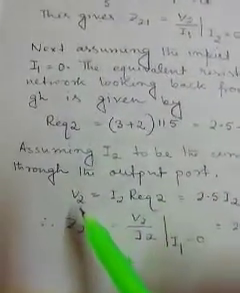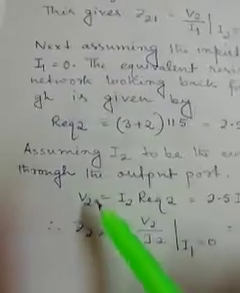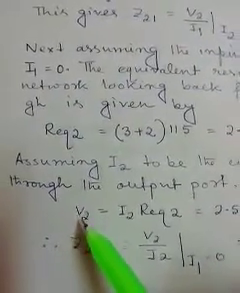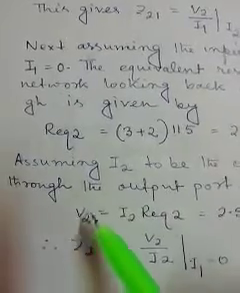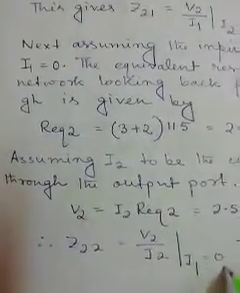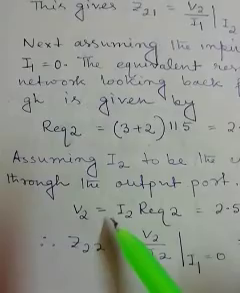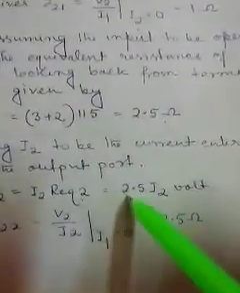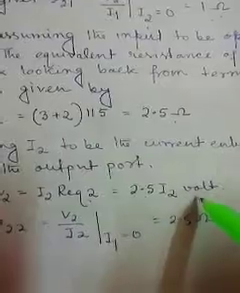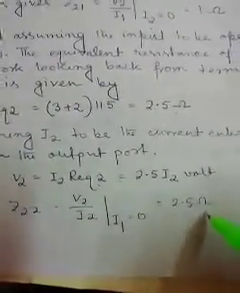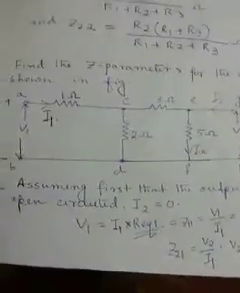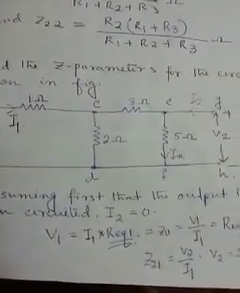Now, just like the calculation for Z11, here also we will do the same thing for Z22. Z22 is V2 by I2 when I1 is 0. So V2 in terms of I2 is I2 into R equivalent 2. So it will give us 2.5 into I2 volt, and finally we are getting 2.5 ohm as the value of Z22.